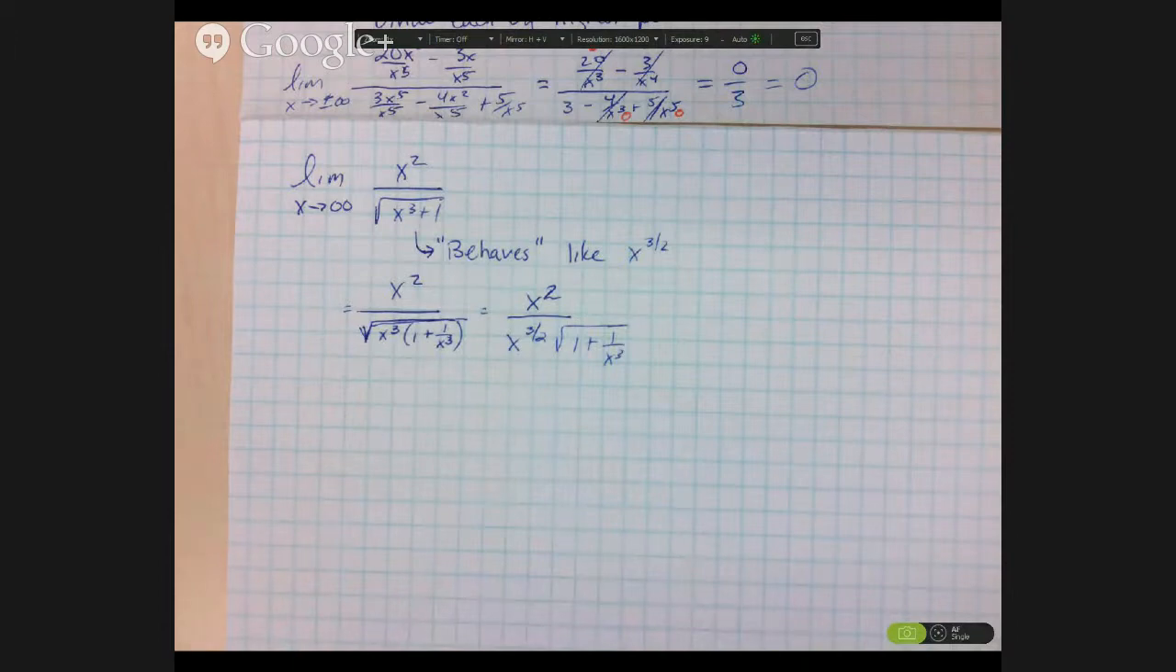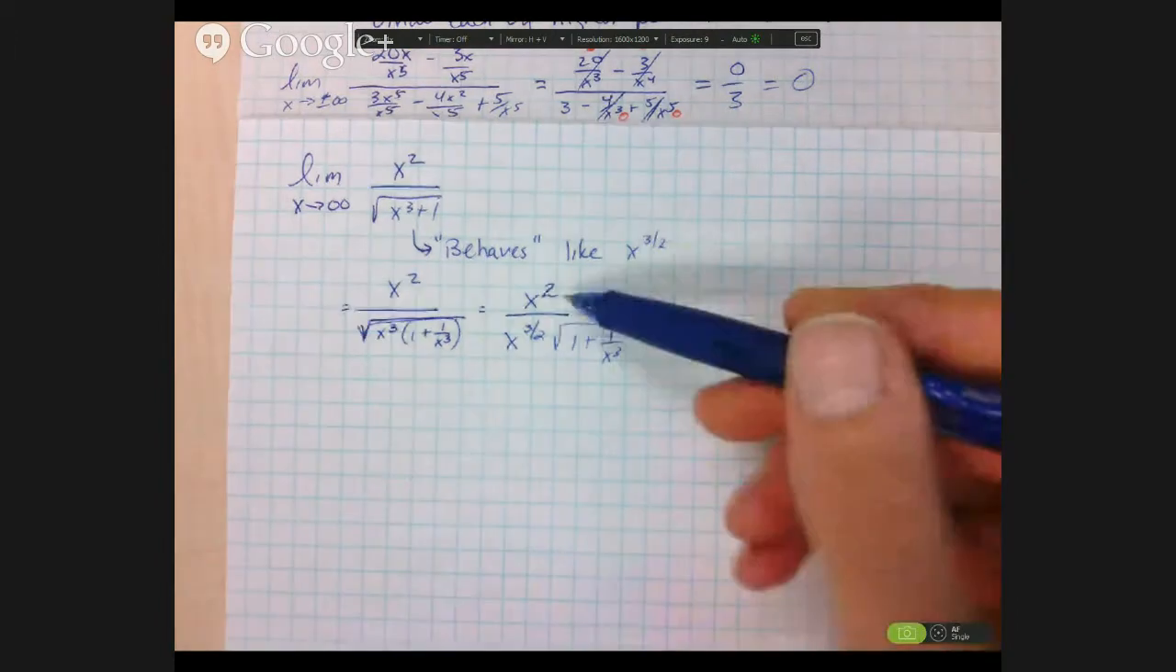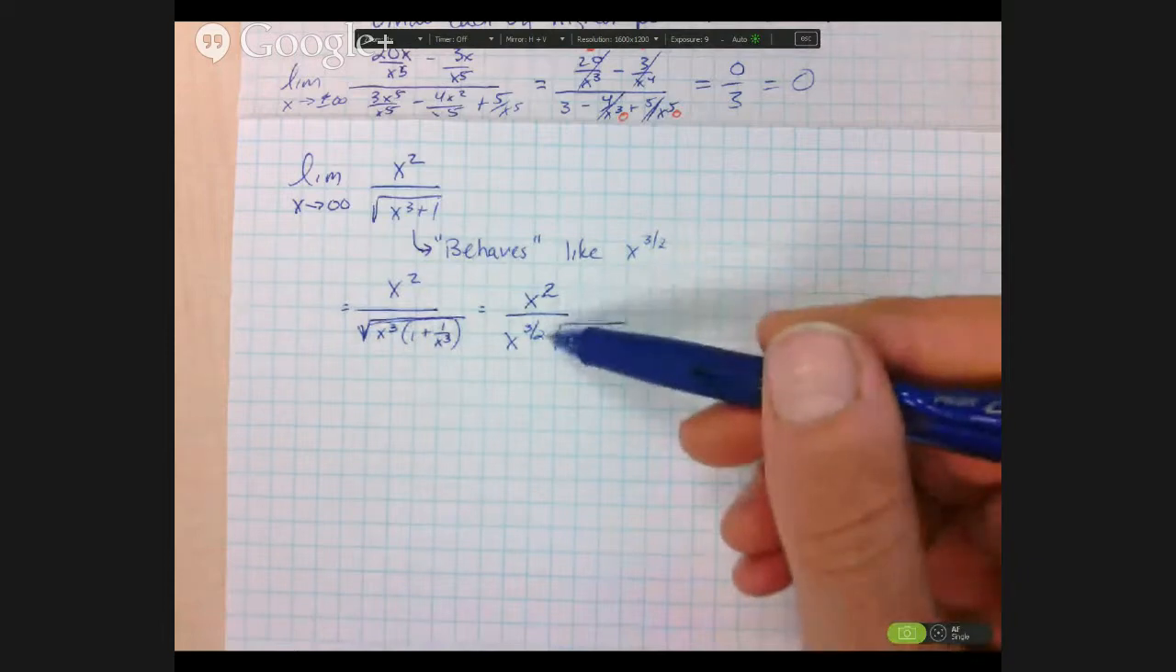It's kind of hard to wrap your head around some of these, but we're looking at the behavior of a function, not the exact value, but the behavior. What is x squared over x to the 3 halves?